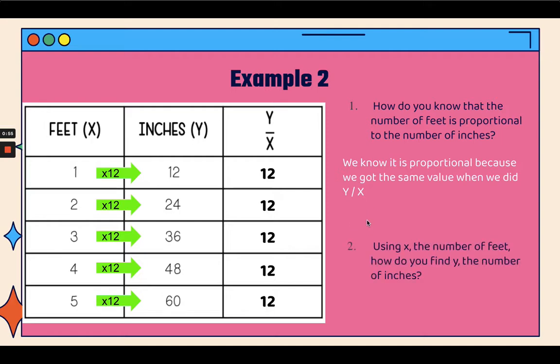Okay, using x, which is our number of feet over here, how did you find y? What did we do to x to find y? We multiplied it by 12. Very good. So our x and our y are proportional. They have a relationship with each other, that when I multiply my x times 12, I'm going to get my y. X times 12 gets me my y. And I always found the same k. So this tells me that they are proportional.